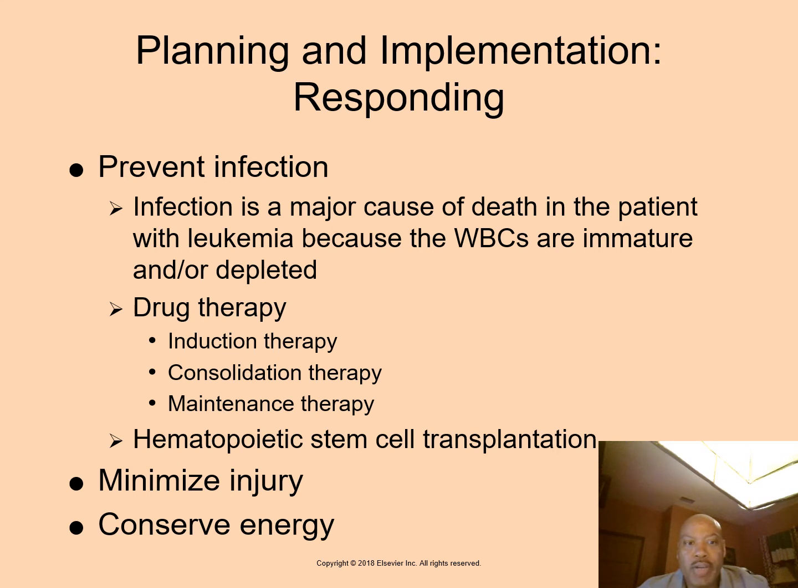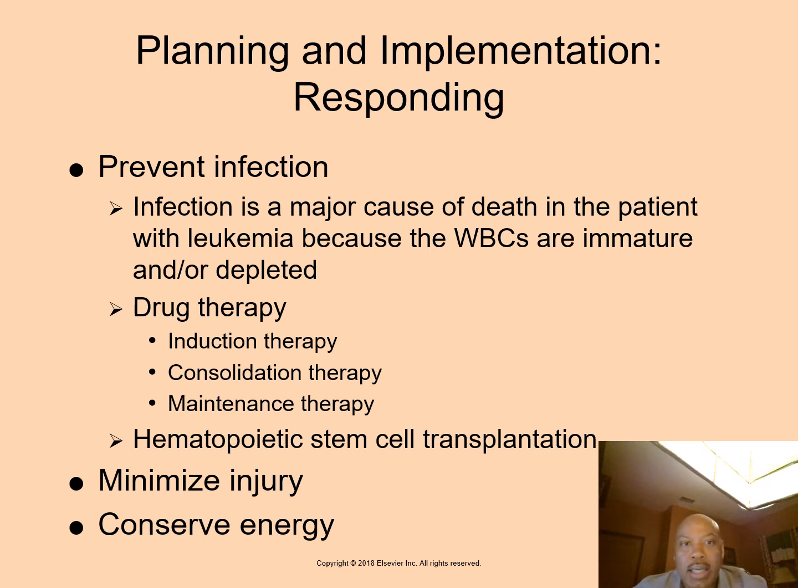Now, as far as prevention of infection, infection is a major cause of death in the patient with leukemia because white blood cells are immature and or depleted. We'll also talk about different drug therapies, i.e. induction, consolidation, and maintenance therapies. Also, another treatment that we talk about is hematopoietic stem cell transplantation, and also talk about minimizing injuries and conserving energy on this particular slide.